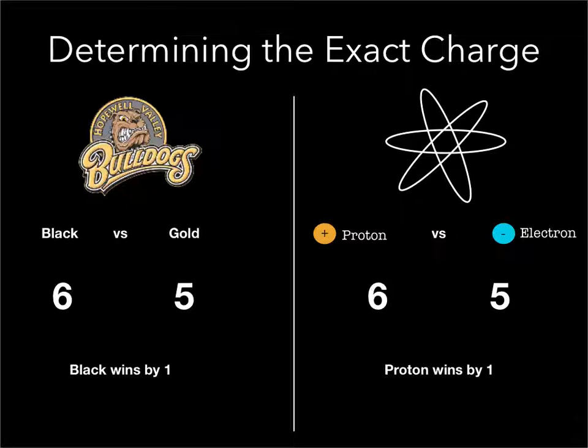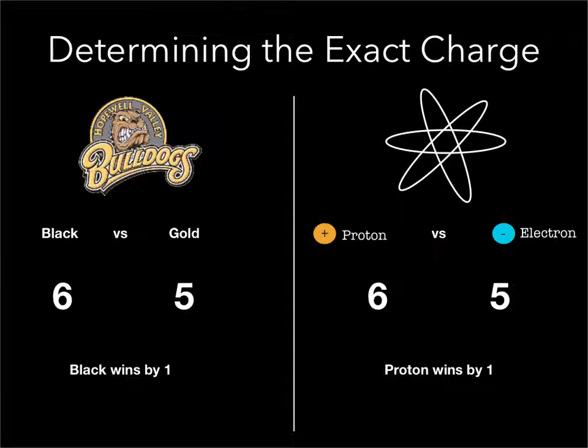Before we talk about determining exact charge, we're going to use a little analogy. Pretend that in a Bulldogs game, the black team is versing the gold team. In any game, at the end, there is a score. So in this case, the black team scored 6 points and the gold team scored 5 points. So the game was 6-5. And usually, most people say that the black team wins by 5. And that's an okay thing to say. People say that all the time.